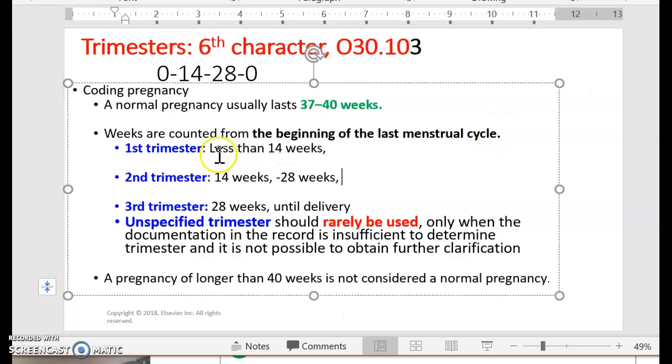So it's going to be from 0 day to 14 weeks for 1st trimester. And from 14 weeks to 28 weeks, it's going to be the 2nd. And 28 weeks after, until delivery, is the 3rd trimester.